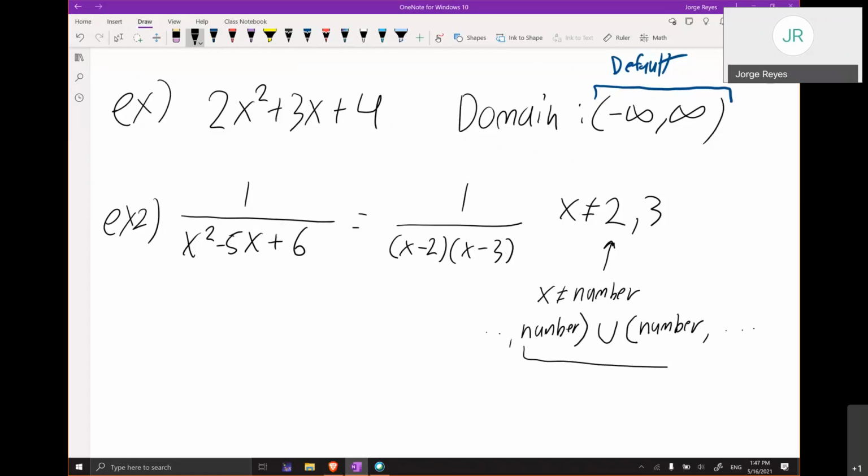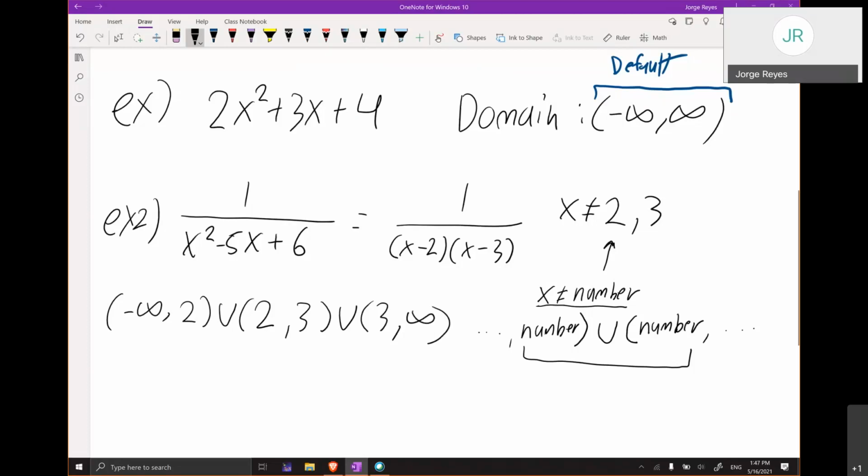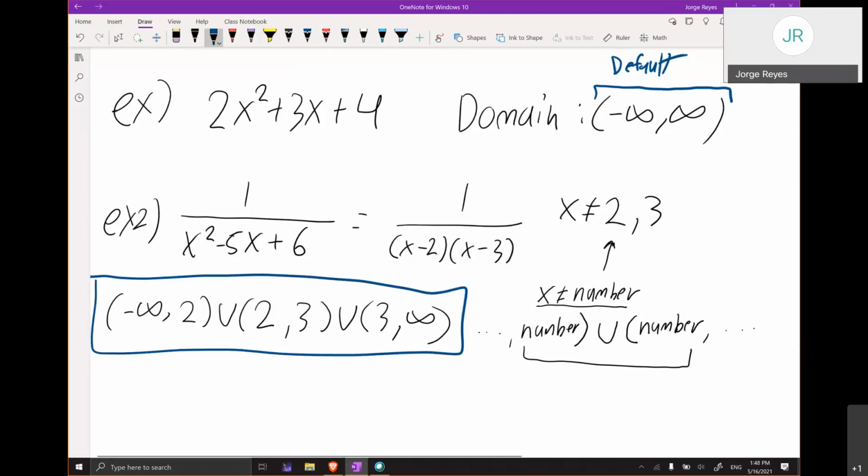This chunk here means not this number. We always start at negative infinity, and then I don't want 2, so I'm going to put 2 parenthesis union parenthesis 2. That means not 2. And then I'm fine, and I'm going to go to 3, and I don't want 3, so I'm going to write that down. And then the rest of the numbers are fine, so I'm going to go off to infinity. And ta-da, this is the actual answer. I know it's long looking, but hopefully you recognize the pattern of how we say not a number.